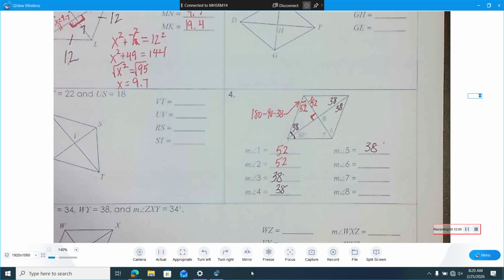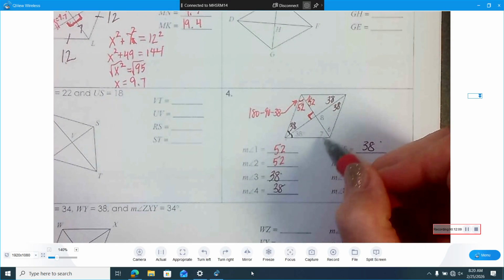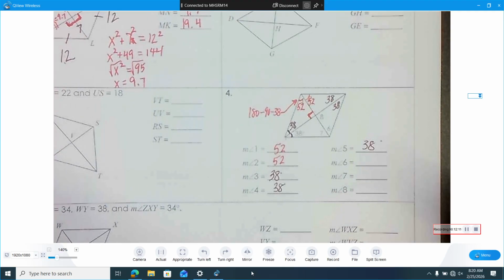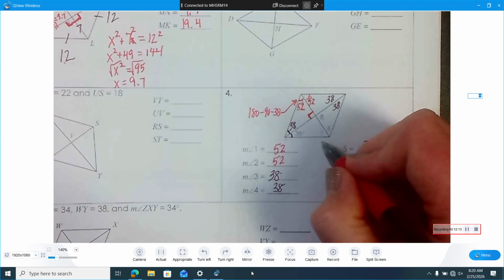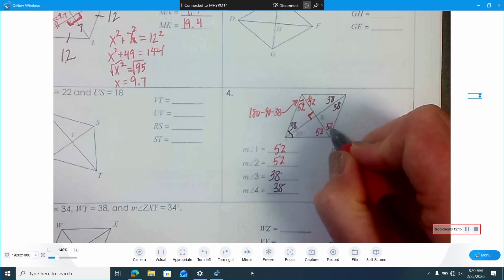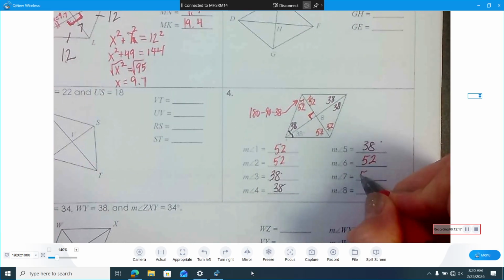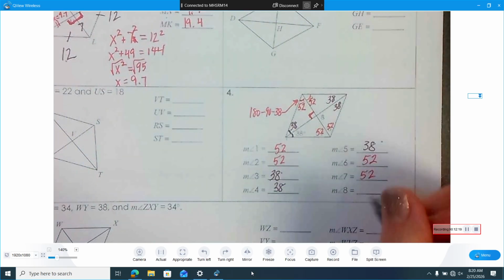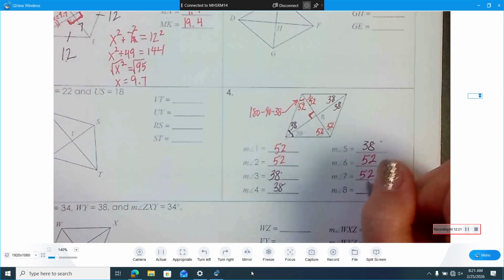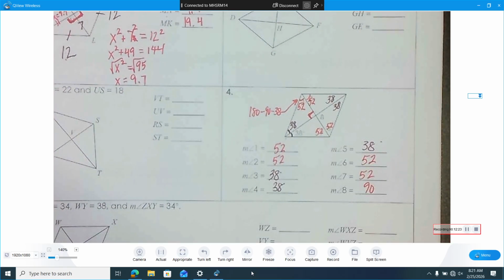All right. And if 1 and 2 were 52, tell me about 7 and 6. They're also supposed to be 52. So those are also 52. And what's angle 8? 90. Good. All right, that's good, right? You good with that? Good? Okay. That 90-degree angle is really handy.